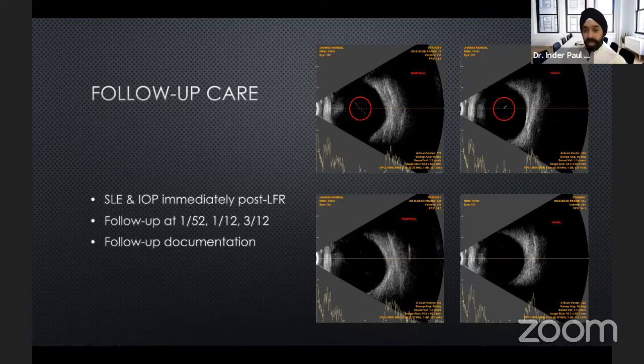That's a great question. The good news is we do not see evidence of inflammation, whether that's the anterior chamber or posterior chamber.